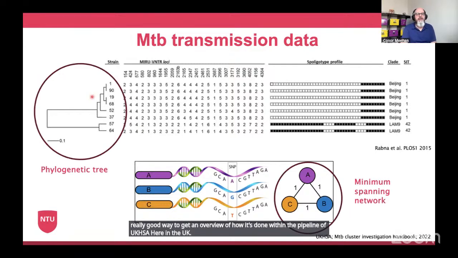So we would call this over here a phylogenetic tree, where the tips are things that we have sampled. So we have strain 1 and strain 90 are more related to each other than they are to the others. And then over here we have what's called a minimum spanning network. Sometimes we call them minimum spanning trees. I'm going to explain how both of these work and the pros and cons of each.